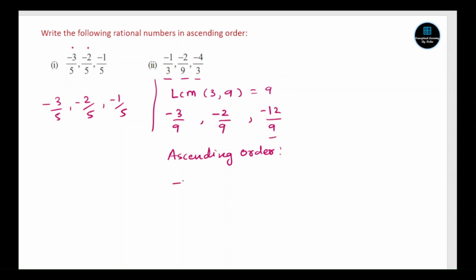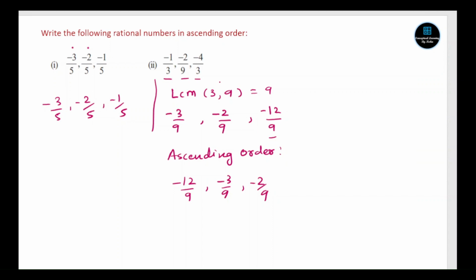What can I write? Minus 12 upon 9. Then, which one is smaller? Minus 3 upon 9 is smaller. And then, minus 2 upon 9. And now, I'll write the actual numbers which are given to us. Okay, so minus 12 upon 9.